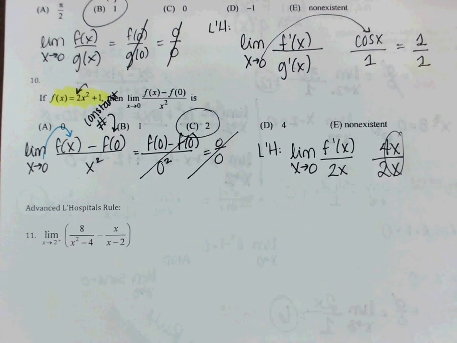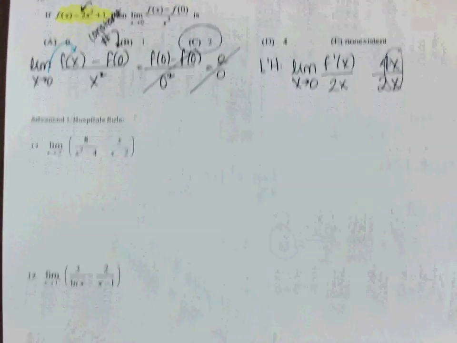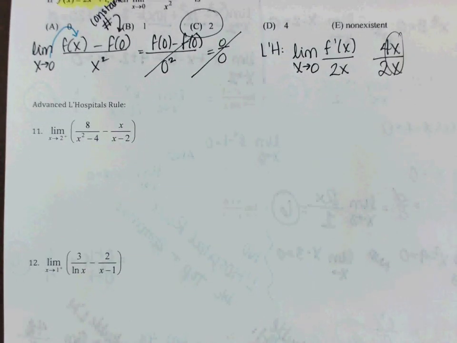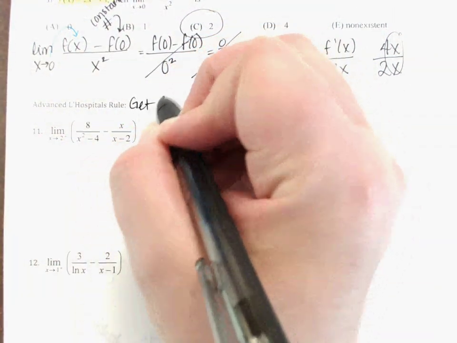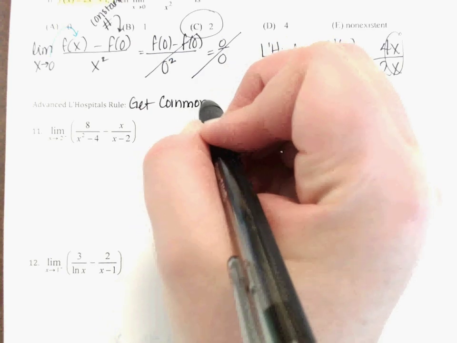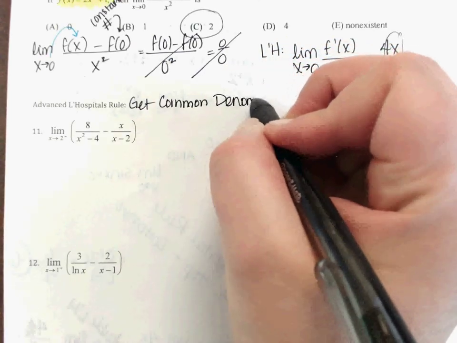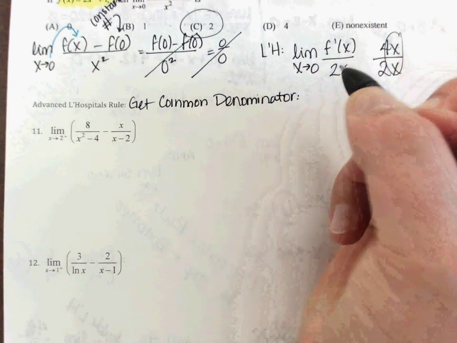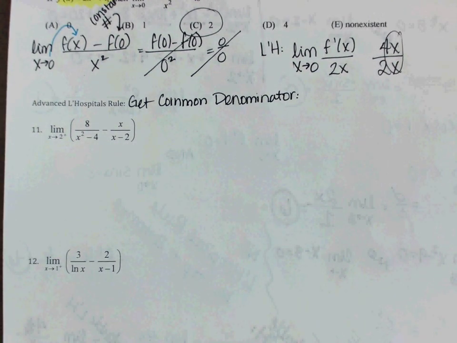Alright, go to number 11. Okay, look at number 11. Okay, we have x approaching 2. Now, here's the deal. This one is kind of advanced. I've only seen it on the AP test once. But you need to get a common denominator. Here's why. Okay, the reason why is that when you're doing limits, for L'Hopital's rule, you need it all to be one big limit. So I can't leave those separate.